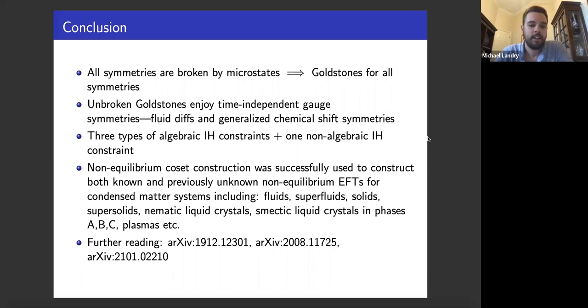And finally, these cosets have been used to expand the known list of non-equilibrium effective field theories. They've been used to construct fluids, which were already known, superfluids, solids, supersolids, nematic liquid crystals, symmetric liquid crystals in phases A, B, and C, and plasmas and some other related objects to plasmas. So anyone curious about these can read these papers of mine.